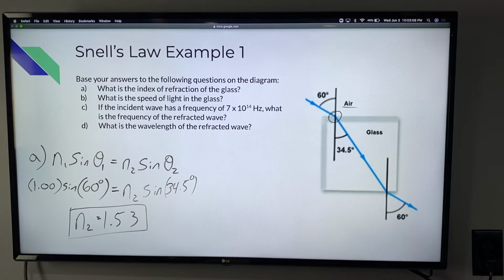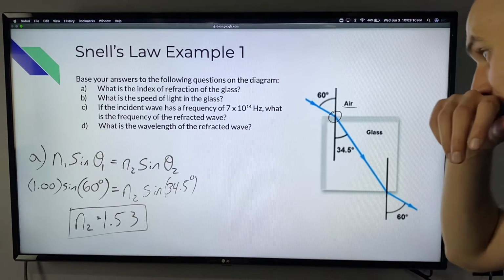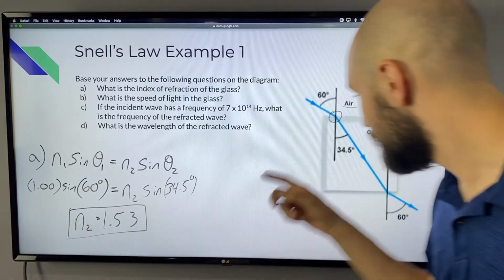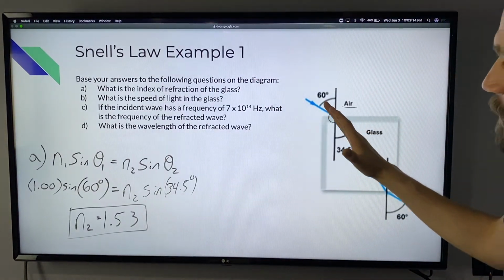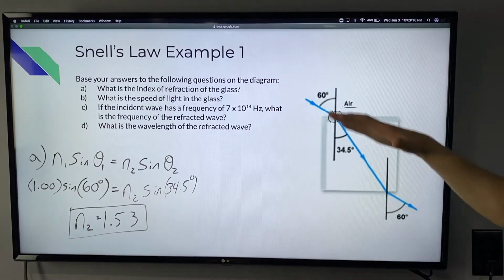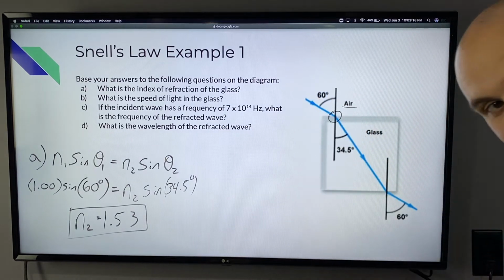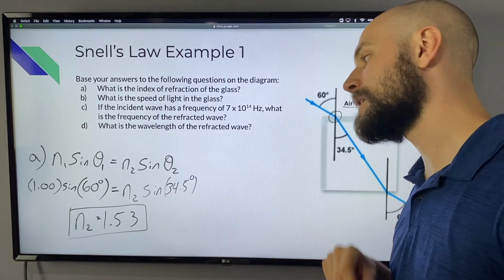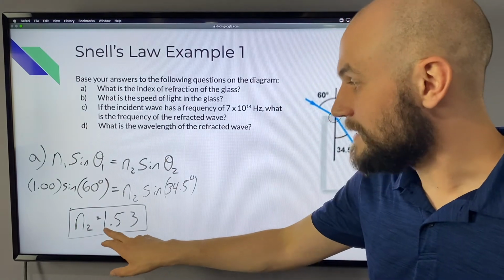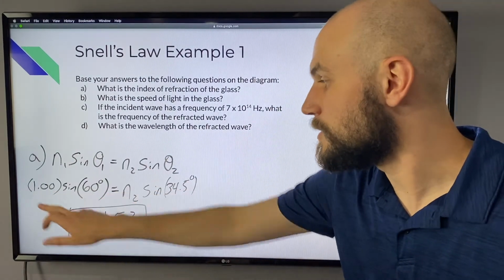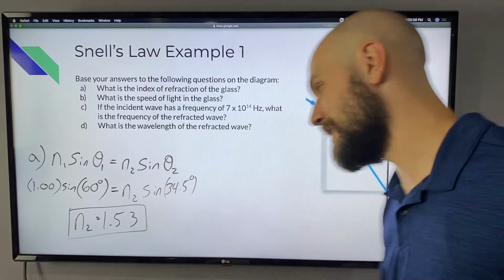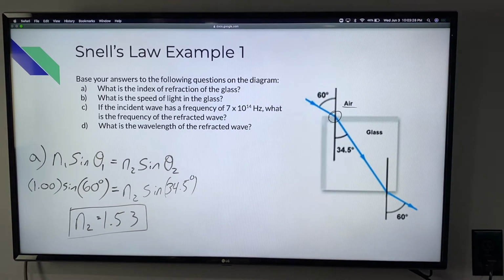So the light is going to slow down in the glass. We actually know that off the bat because the light bends towards the normal line. And we learned previously that when the wave bends towards the normal line, that means it's going slower in this material. And the higher index of refraction compared to where we started tells us that it's going slower. So that's a good thing.